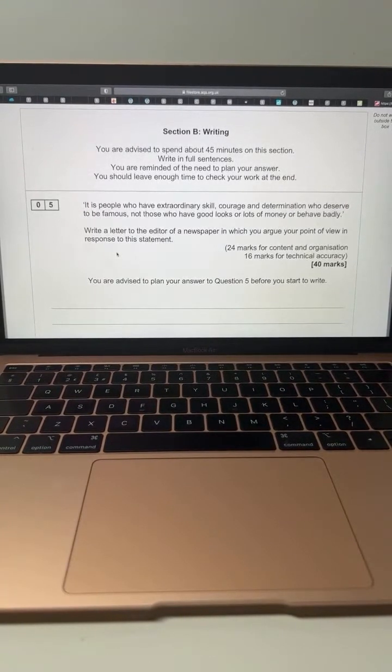Do we need an introduction and conclusion for any question? For question 5, the last question, I would say yes, you would want to have an introduction and conclusion. I think it gives it a nice structure.